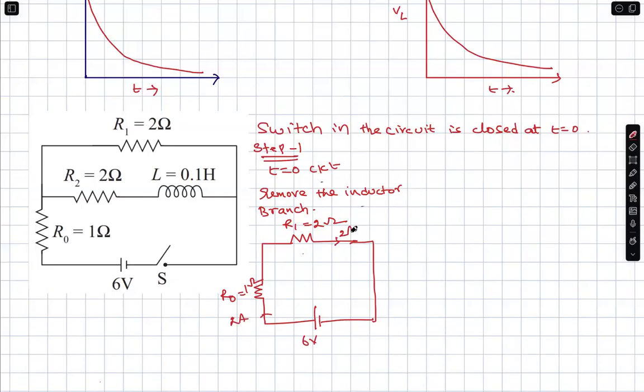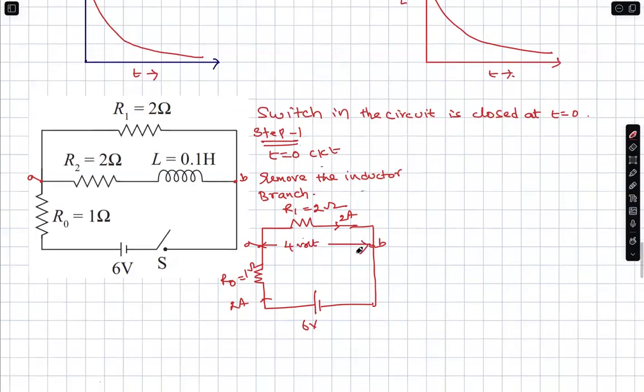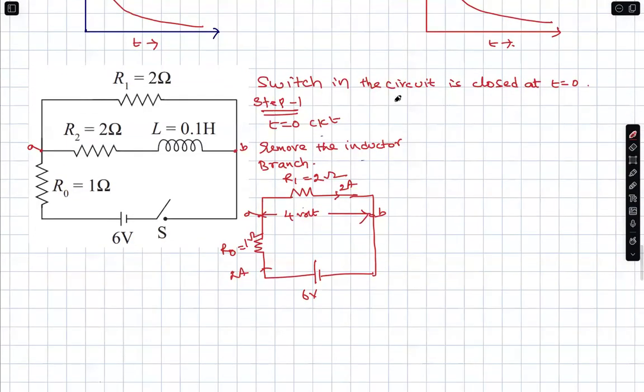The 2 amps. So the drop across the inductor, in this case AB, this is A and this is B, the drop across this is 2 into 2, 4 volts. That is step 1, t is equal to 0 circuit.